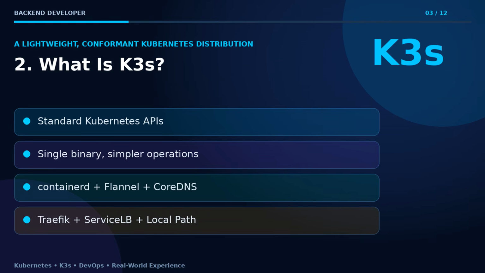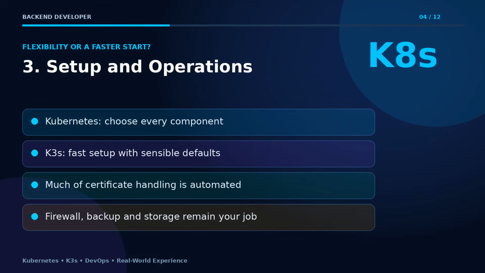K3s bundles control plane components into a single binary and process. It includes frequently used components such as containerd, Flannel, CoreDNS, Traefik, ServiceLB, and the local path provisioner. As a result, creating your first cluster is much faster. The installation difference is immediately visible.